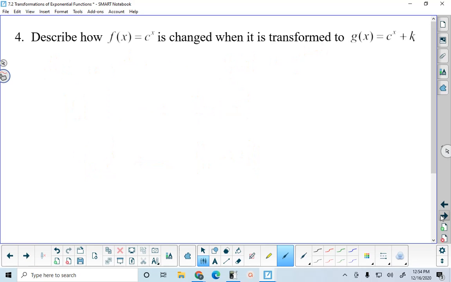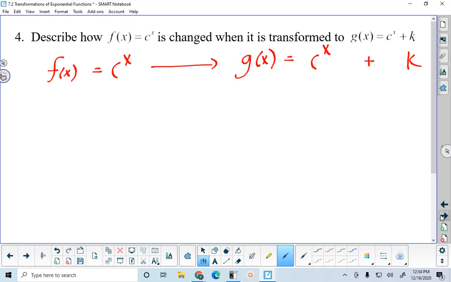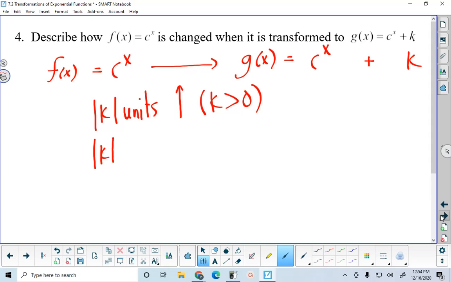What about if we go from f of x or y equals c to the x to a new function g of x, but this time it's c to the x and then minus k, or plus k. I'm really spreading out that plus k to reinforce the idea that it's an afterthought, it's added afterwards. Well, you have a shift of k units, absolute value of k units up when k is a positive number, and down when k is a negative number.